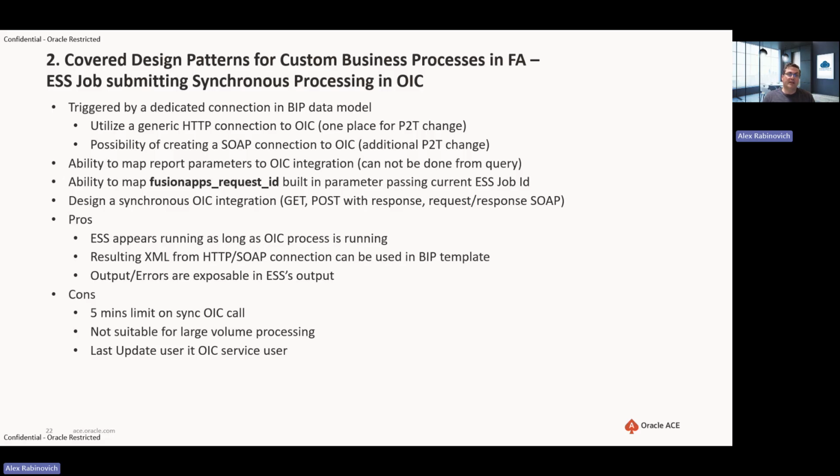We can create a generic HTTP connection in OIC. We'll see an example later. It allows only one place to handle after P2T. Or we can use a SOAP connection, but this SOAP connection is dedicated per integration. So from my point of view it's less convenient, because every usage of a SOAP connection from BI Publisher to OIC adds an additional point to change after P2T.